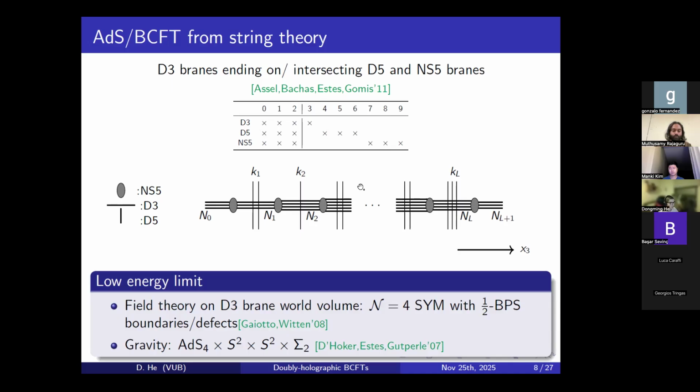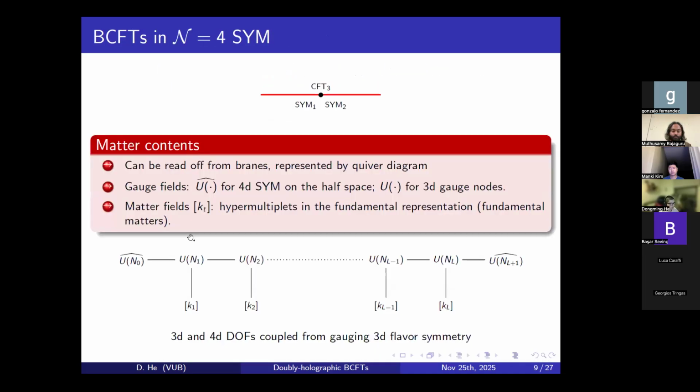And there are two different ways to see them as well. The first one is to see the world volume theory living on the D3 branes, which is N=4 super Yang-Mills, but with 1/2 BPS boundary conditions, which is given by Gaiotto-Witten. The second way to see them is supergravity. It's given by AdS4 times S2 times S2 fibered over a Riemann surface Sigma. So then I will talk about the BCFTs and the supergravity.